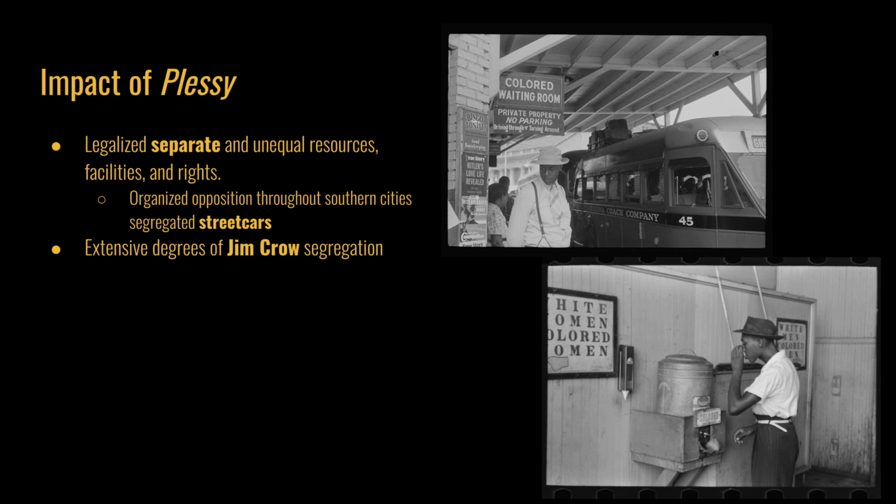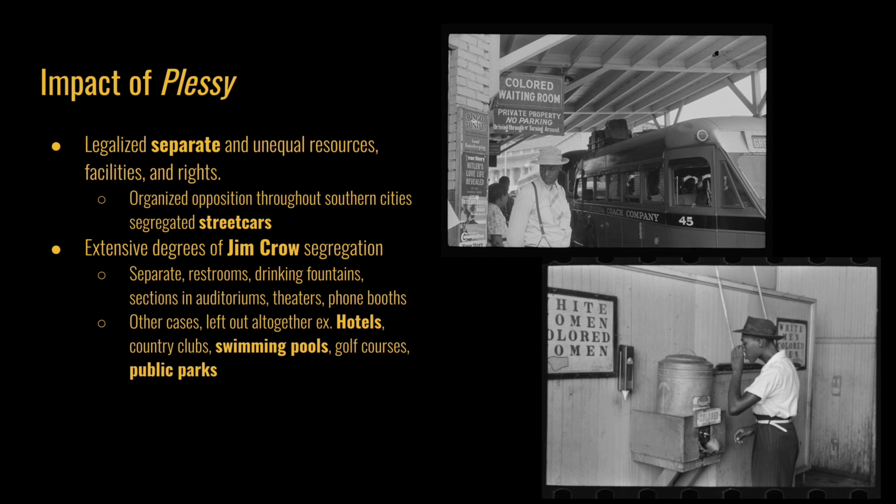The extent of Jim Crow laws across the South reached into every aspect of public life, including separate restrooms, drinking fountains, sections in auditoriums and theaters, and even phone booths. In some cases, separate facilities were left out altogether or did not exist at all for black people. For example, hotels, country clubs, swimming pools, golf courses, and public parks were often reserved for the sole use of white Americans. This systematic exclusion reinforced the idea of black inferiority and perpetuated social and economic disadvantages.